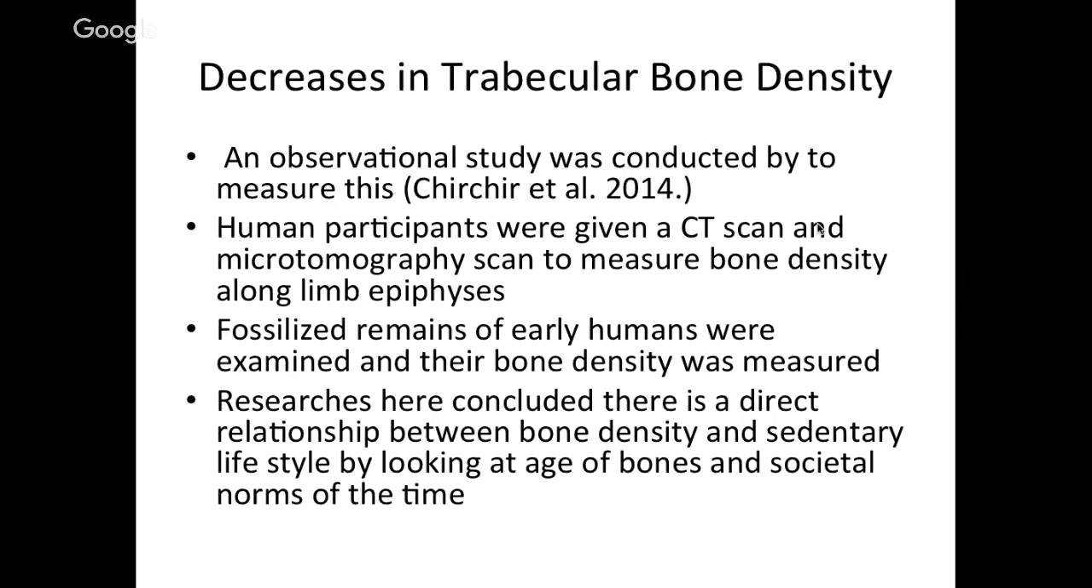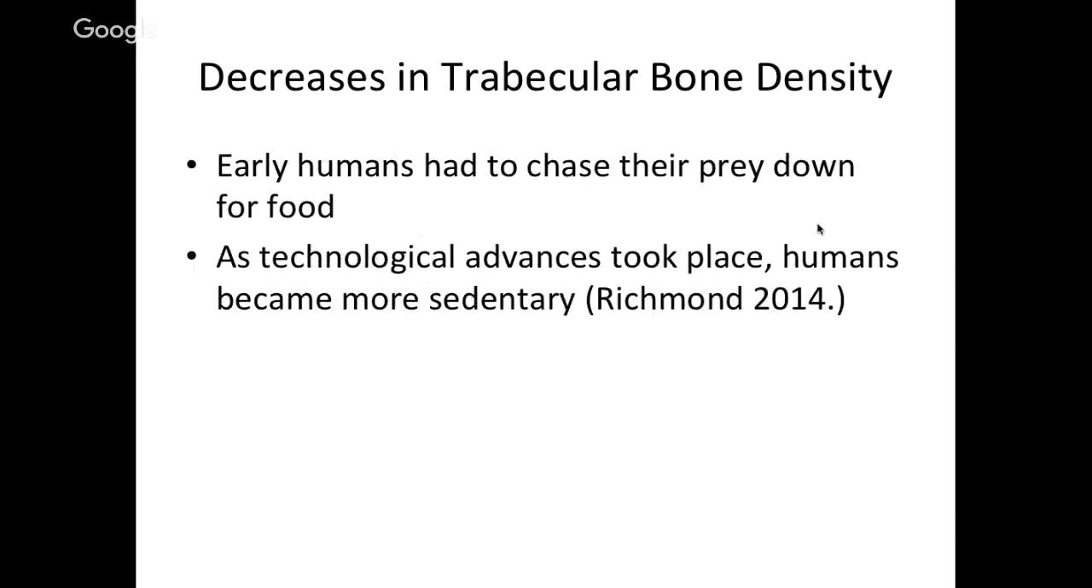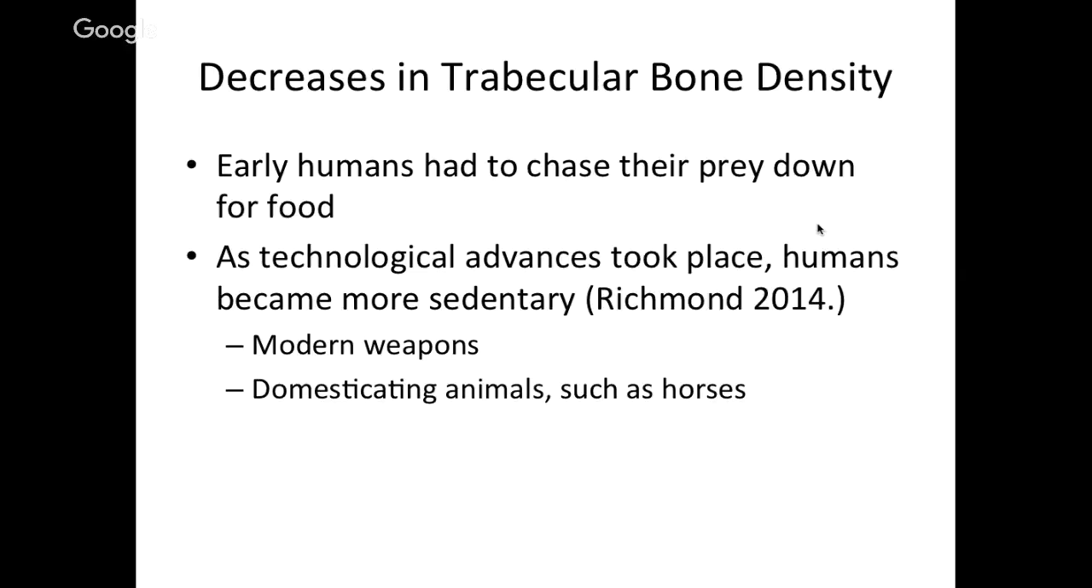lifestyle, and this was ascertained by looking at the age of the bones for the fossils and then societal norms of the time up to the human participants that they looked at now. And so the change to a more sedentary lifestyle occurred because early humans had to chase their prey down for food, and so they were really active, and as technological advances took place, humans became more sedentary, and some of these advances were modern weapons like the gun and bows and arrows and that kind of thing, and then domesticating animals such as horses because then they didn't have to walk so much.